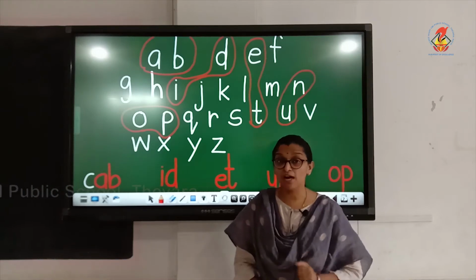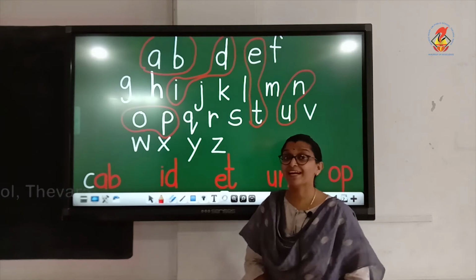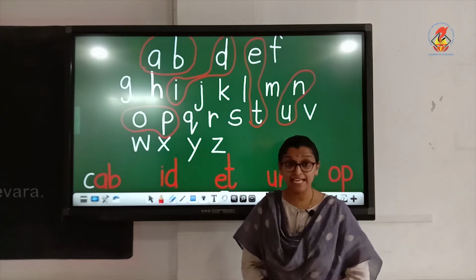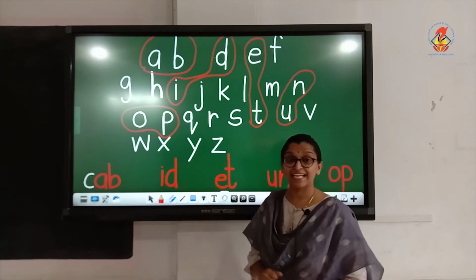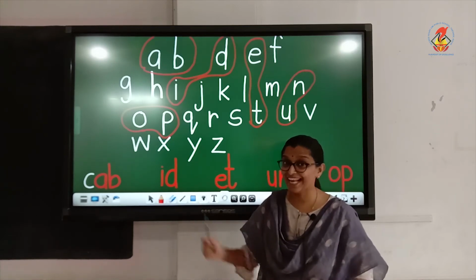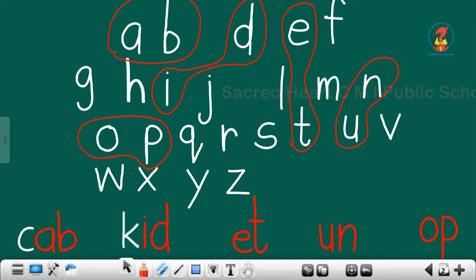Now the teacher asked, who would like to join the second group, id? Suddenly, letter K jumped forward and joined the second group, id, like this.